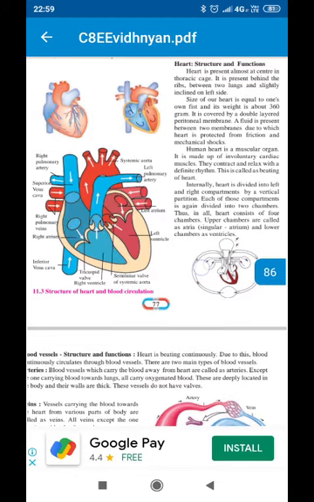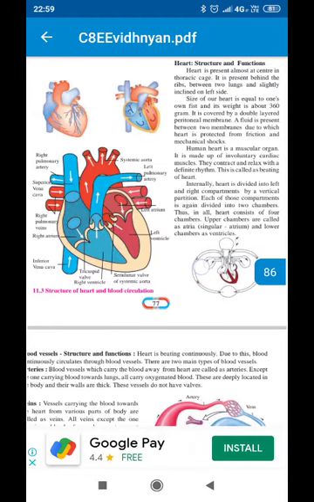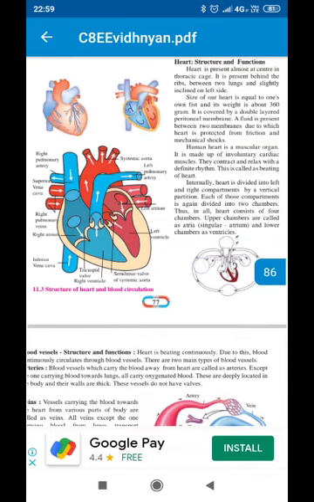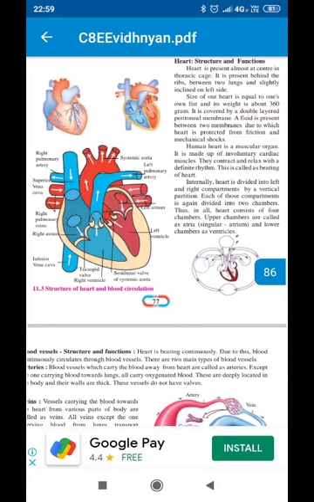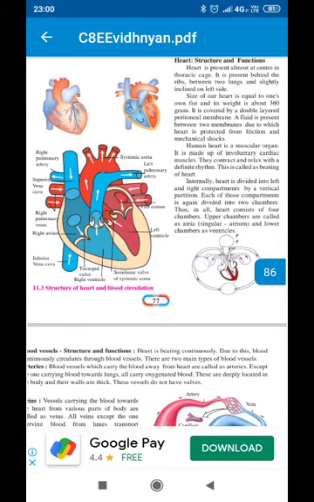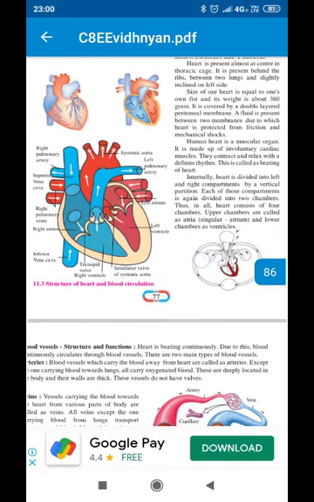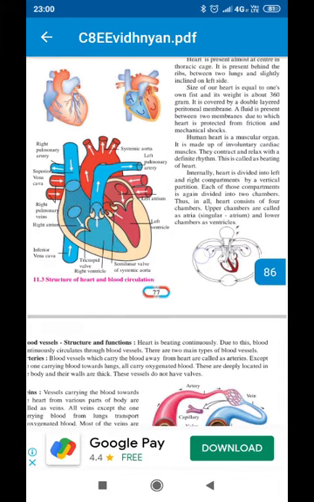It is covered by a double layered peritoneal membrane. Fluid is present between the two membranes, due to which the heart is protected from friction and mechanical shock. So the heart has two layers, and therefore when we jump or dance, or any accident or jerk occurs in the body, the heart is protected because of this double layer.